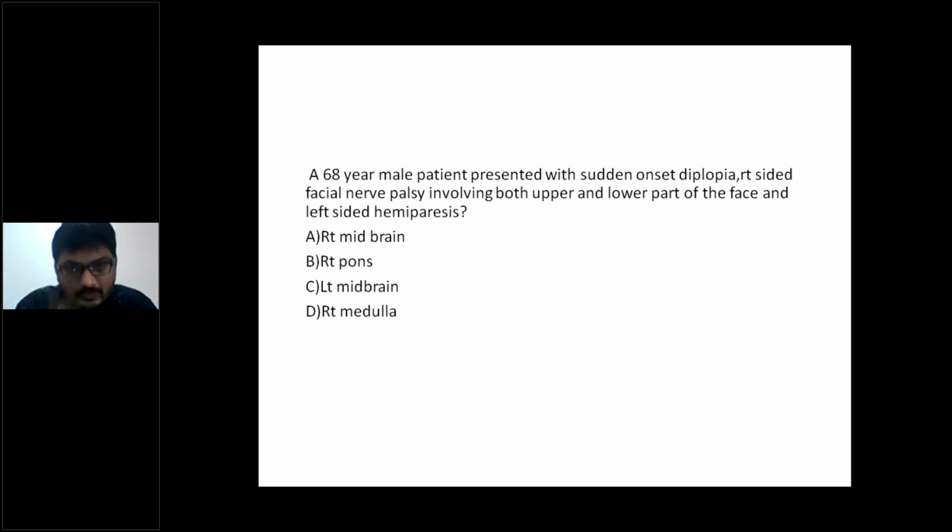Those who answer this question will definitely get an AIIMS seat in your first entrance, first time only. Please try. This is an AIIMS mimic, not an AIIMS MCQ. This is an AIIMS mimic.